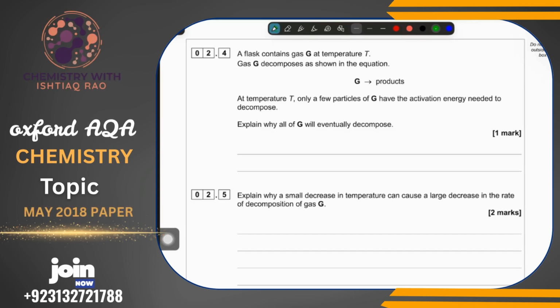Because all of the particles reach their activation energy. Exactly. That's why they are going to decompose, because they have reached their activation energy. Now they have an ability to form a product, of course. So I'm supposed to write it, it's only 1 mark.